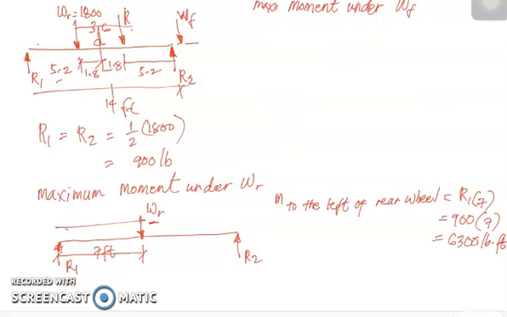So we're going to place our center line. This is our center line in between our W sub F, and this is our resultant force R. And of course, we have our W sub R. So this is our R sub 1. This is our R sub 2.